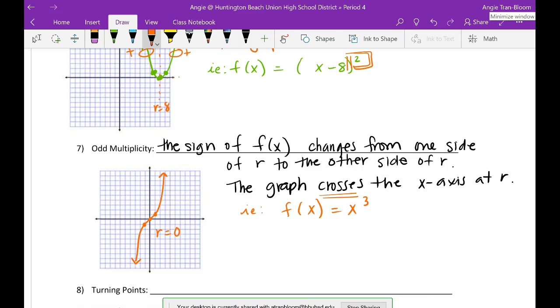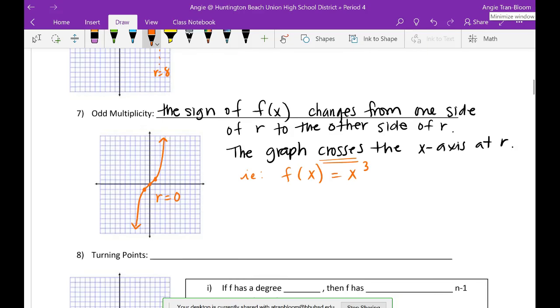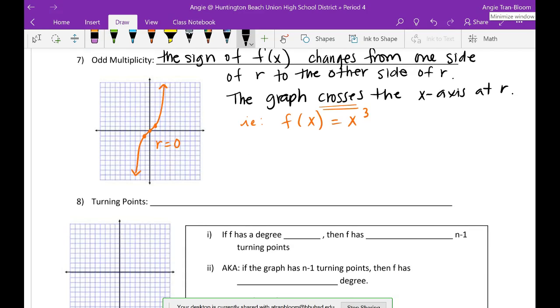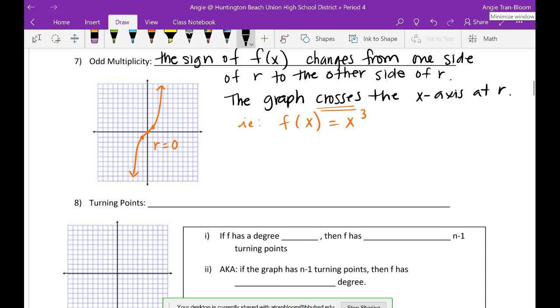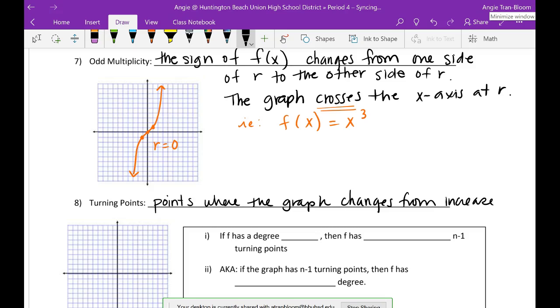All right, turning points is our next definition. Turning points, okay, are points where the graph changes from increase to decrease or vice versa.